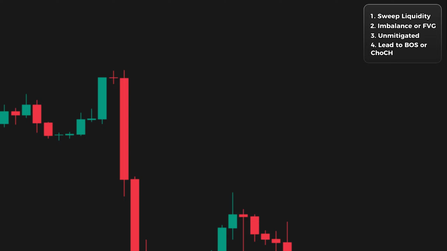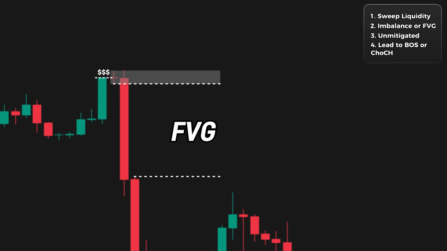In this first order block, this bearish candle takes out the liquidity from the previous candle's high, and a fair value gap forms in the following candles. Additionally, it remains unmitigated and is followed by a significant break of structure to the downside. Therefore, this qualifies as a valid order block.